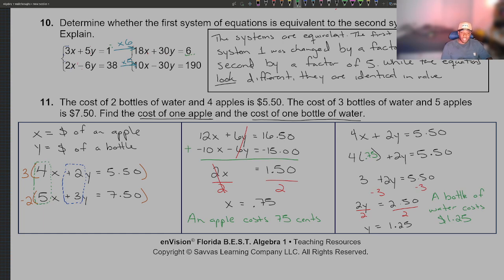All right, and that's it. We've successfully modeled the problem, set up for elimination, eliminated one of the variables, solved for the other, and then used that value to find the value of the other variable. And that is how you handle elimination.